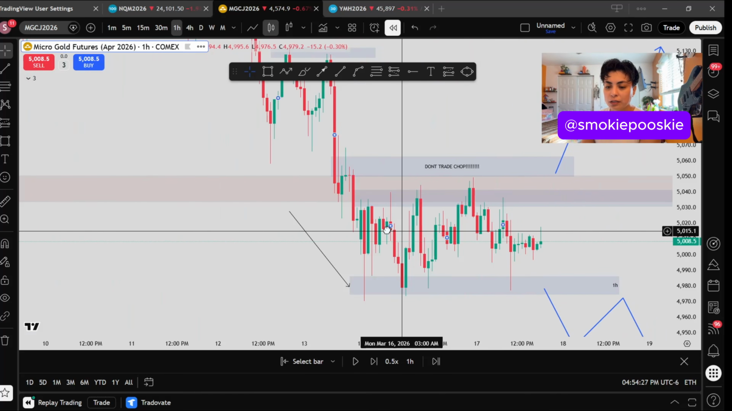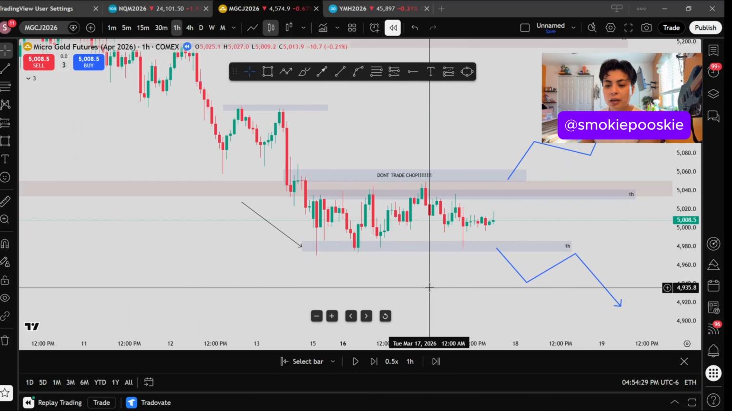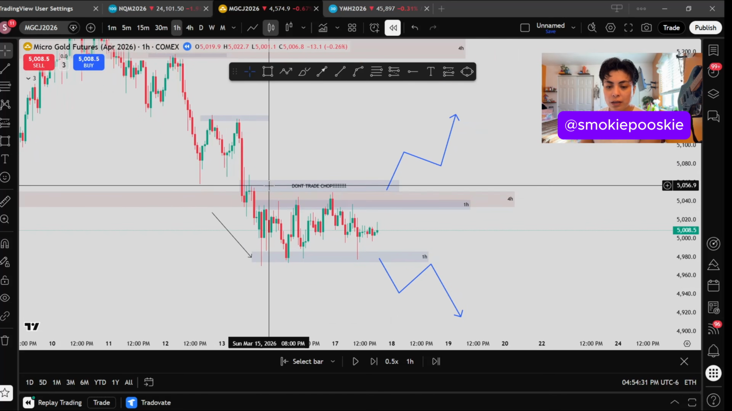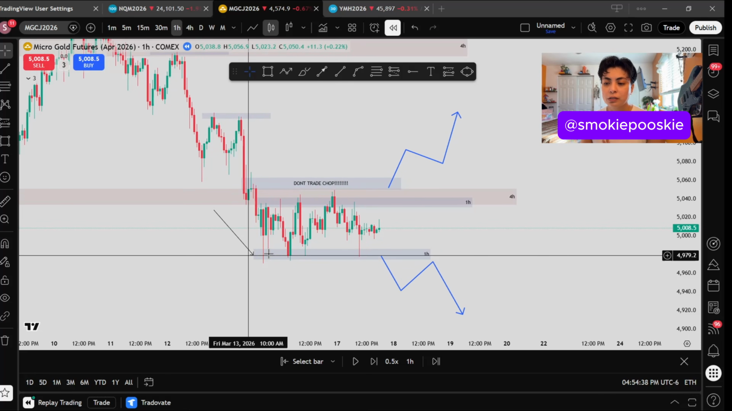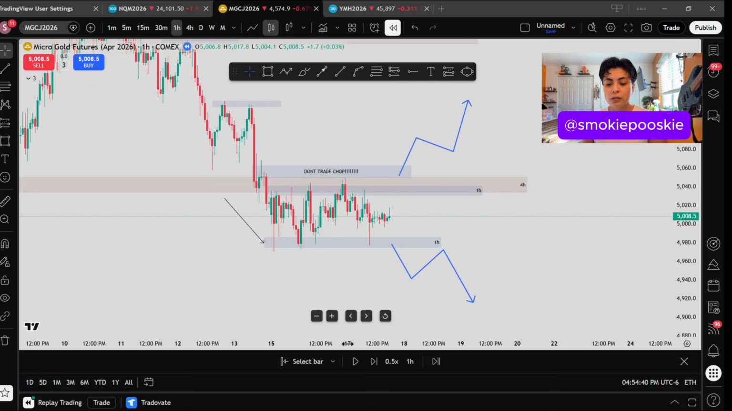You can identify it a lot easier on the higher time frames, and it's just going to be moving. We're waiting for a 1 hour break so we can zoom in. So that's all we're doing, right? So let's wait for a 1 hour break.